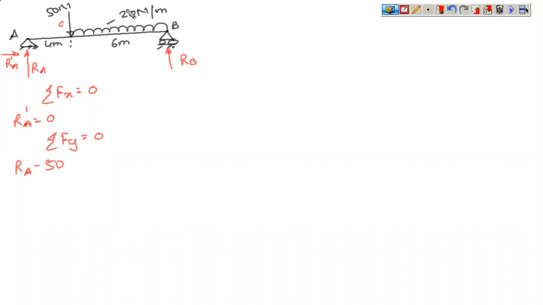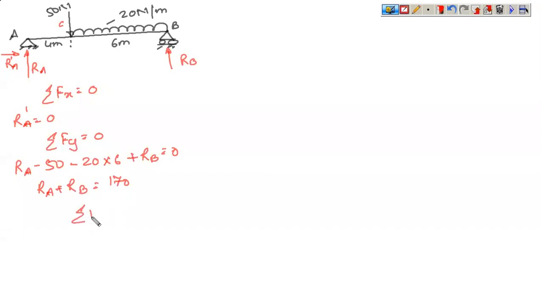Now look at this. The load intensity is 20 Newton per meter and it acts over a distance of 6 meters. So the total load is 20 into 6, and it is represented by a negative sign because it will be acting in the downward direction, that is the minus y axis. Again, RB is in the positive direction. So this is RB, and this is equal to 0. So you have RA plus RB is equal to 170. This is your second equation.